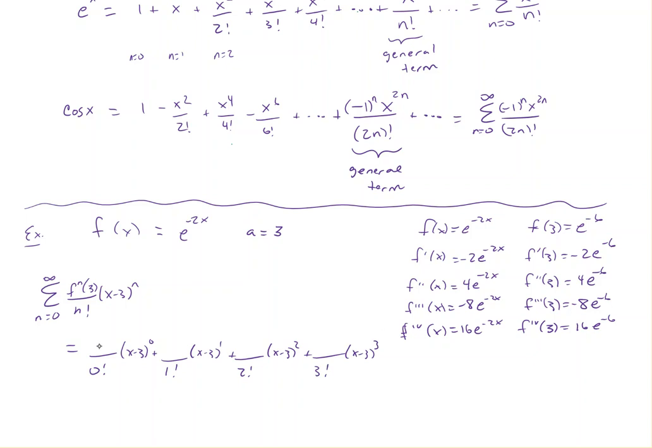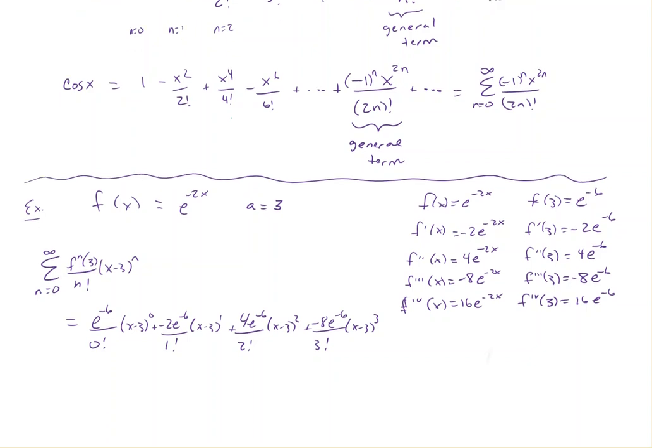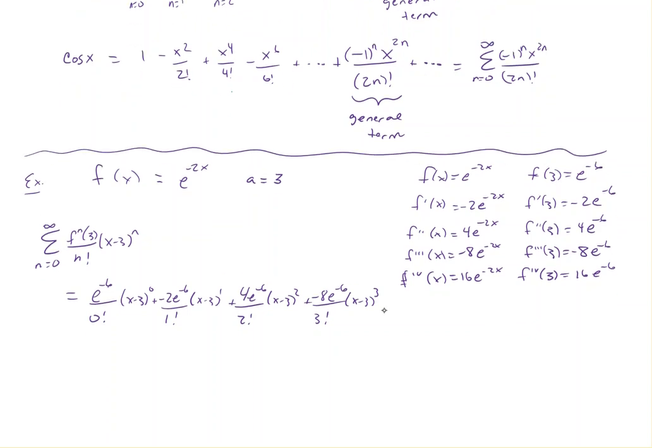So we can come in here and put the f of 3 here. And f of 3, as we calculated over there, is e to the negative 6. This is negative 2 e to the negative 6. This is 4 e to the negative 6. This is negative 8 e to the negative 6. I think I'm starting to see a pattern already. I don't know if you folks are. Maybe you want to write out the 4th if you wanted to, but we can start seeing what's happening here.